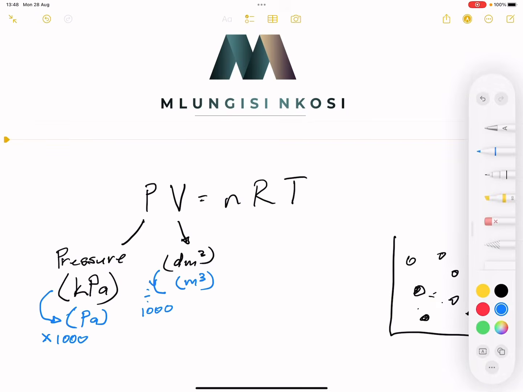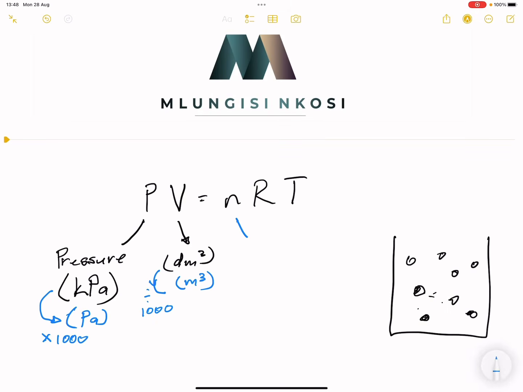Now let's look at the other variables in our equation. N stands for the number of moles. Please don't forget that in physical science, if we are given mass, the number of moles is mass divided by molar mass, where molar mass we get from the periodic table. R is the universal gas constant, and the value of R is 8.31. We call that the universal gas constant, and remember that you are always given that value for R.